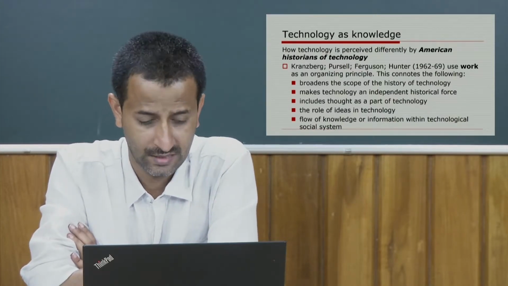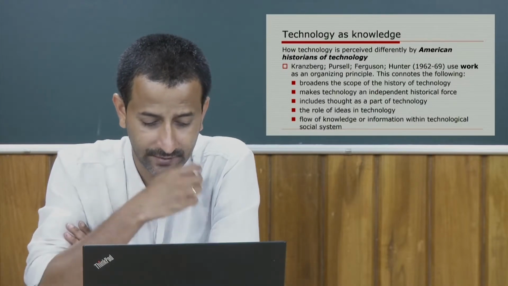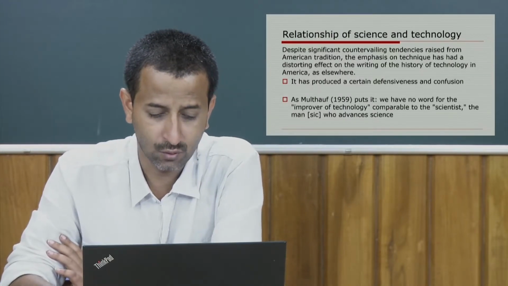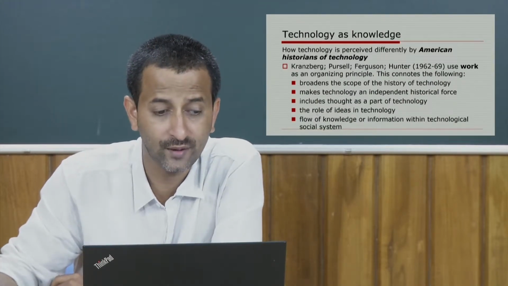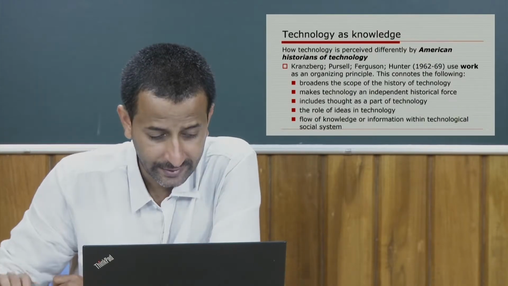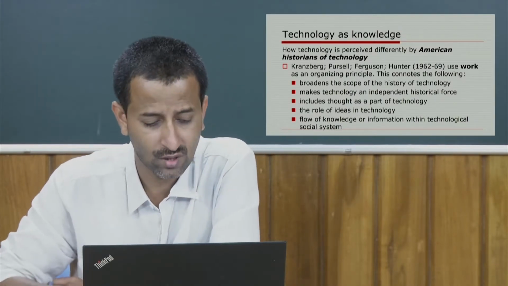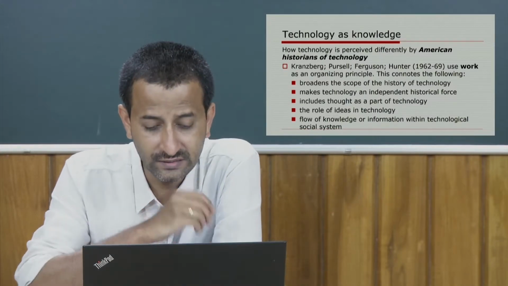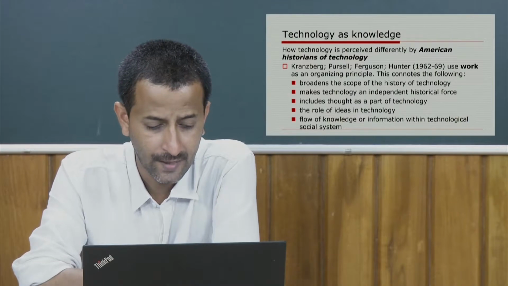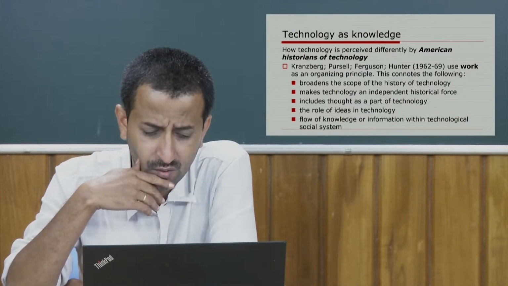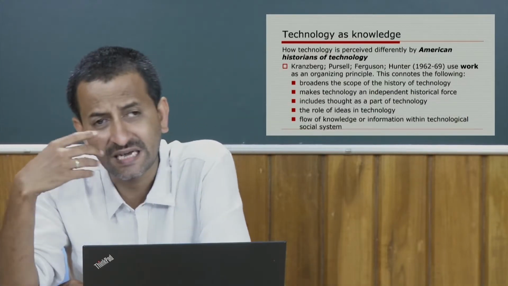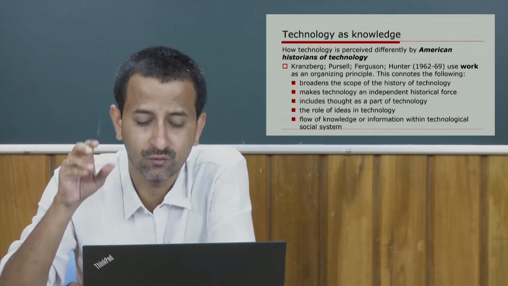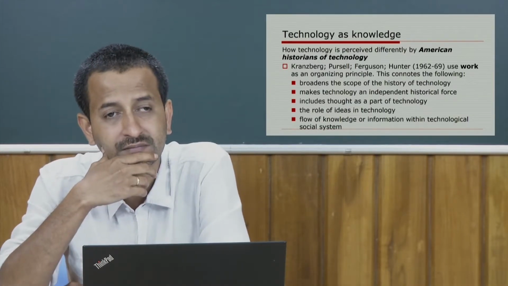Lynn White, Carl Condit, and Ritchie, a mixture of both European and American traditions. I mean, what they did, among others, they have written on the role of ideas in technology. Okay. The fourth point, the role of ideas in technology. Okay. And Ferguson, Derek J. de Solla Price, and A. Hunter Dupree have discussed the flow of knowledge or information within a specific technological social system. Many other examples could be cited. However diverse the individual approaches, these works represent an important development whose historiographic implications deserve attention, deserve study.